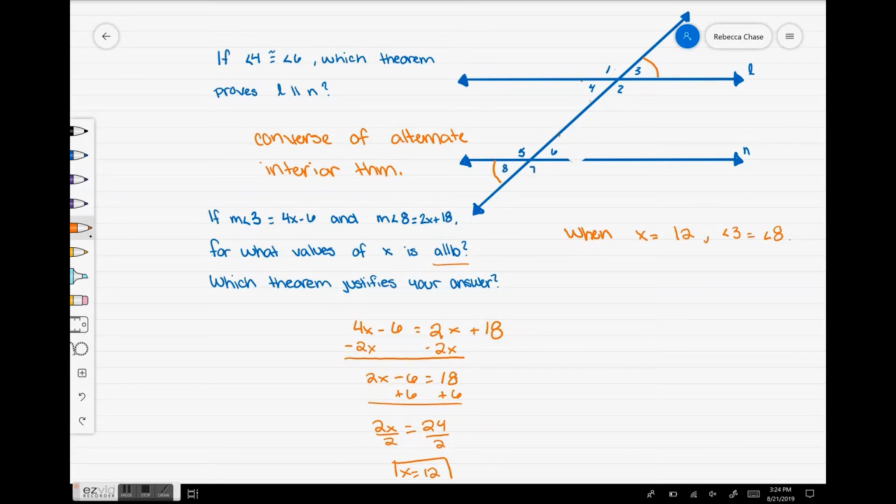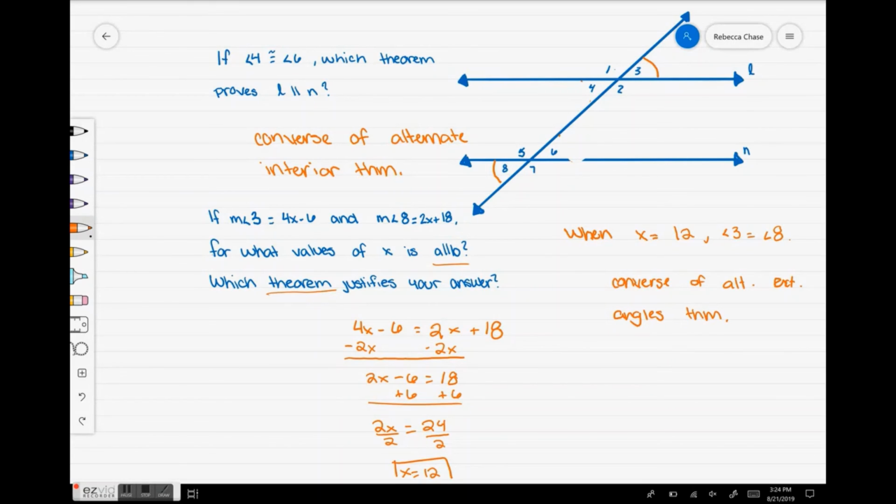Right? And what would that mean? That would mean the lines are parallel, and it wants you to say which theorem justifies that. Well, we know that if angle 3 and 8 are equal, then they're alternate exterior angles, and that would mean that the lines are parallel. So we're going to say the converse of alternate exterior angles theorem.